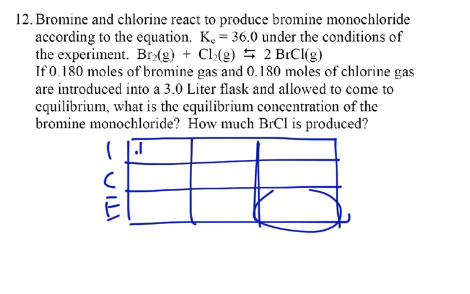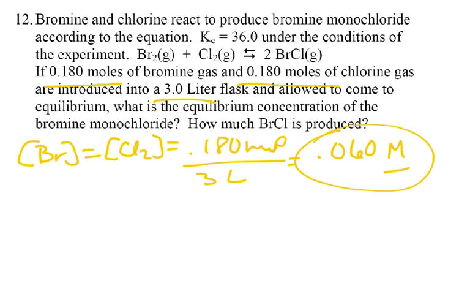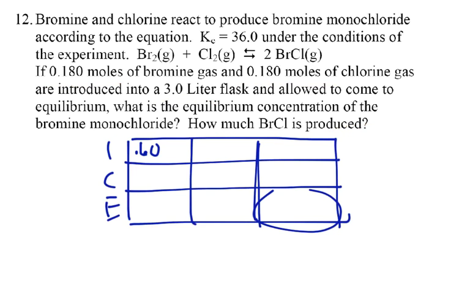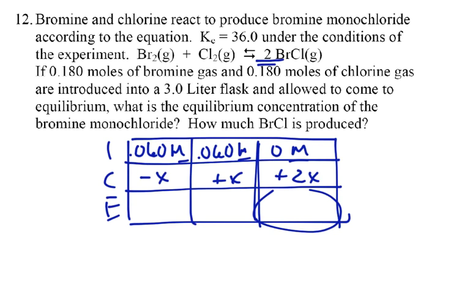So I'm going to say this is 0.060. Let's double check that. 0.060 molar, 0.060 molar, and 0 molar, because none of that was added. And we can see what we're going to do is we're going to say minus x, minus x, plus 2x. So be careful about that 2. And so this will be 2x. This will be 0.060 plus x and 0.060 plus x.